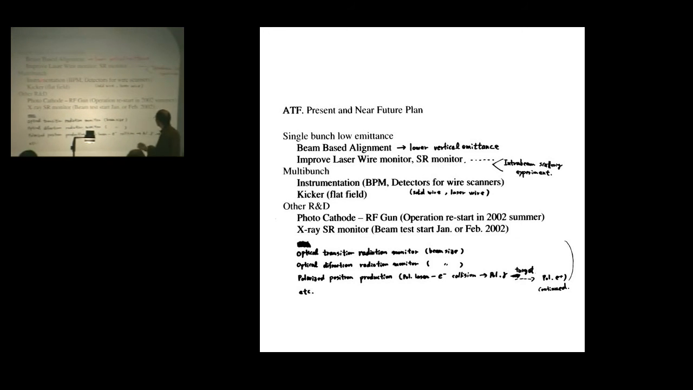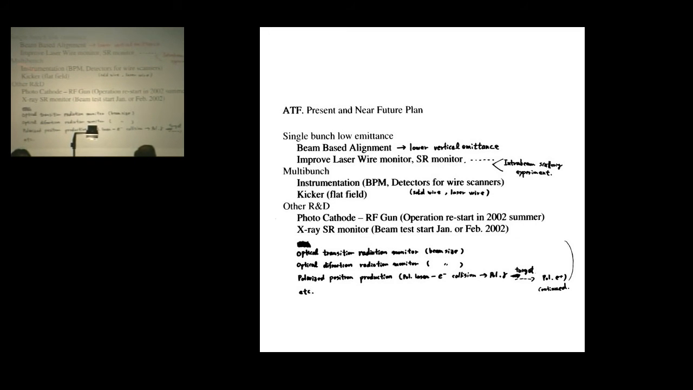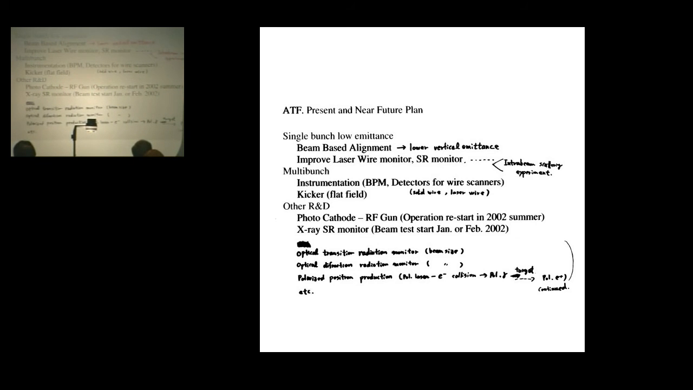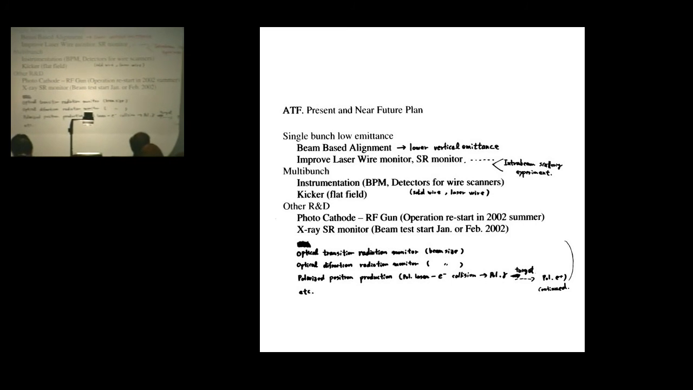Then for multi-bunch, there are many items of instrumentation: beam position monitors, or beam size monitors, for example, detectors for wire scanners. It needs very fast electronics to distinguish each bunch. And also, the kicker should be tested. And we have other R&D, for example, the photocathode RF gun. We already tested it last summer, but we will restart the test this summer again.